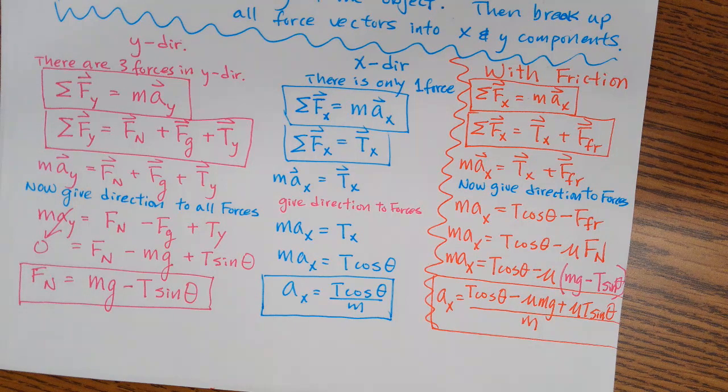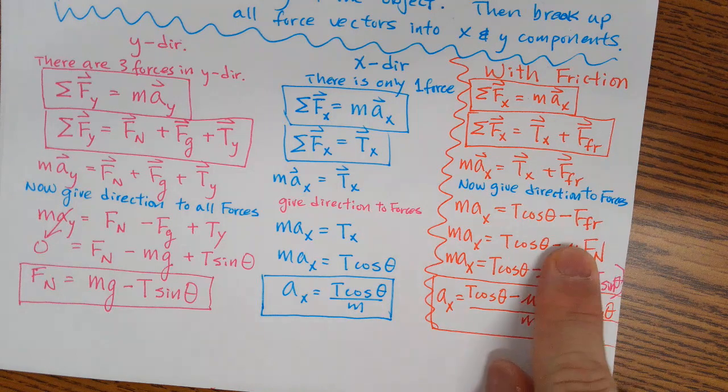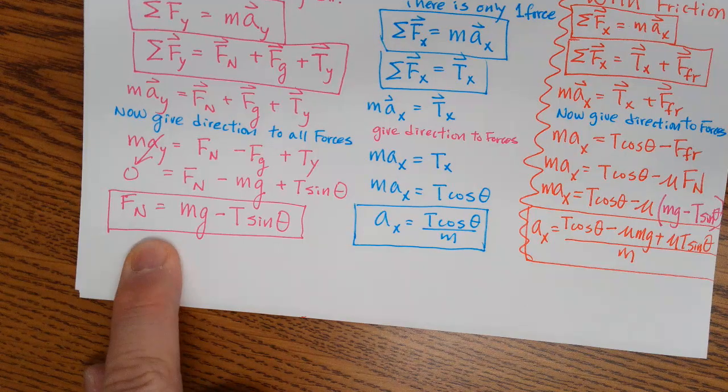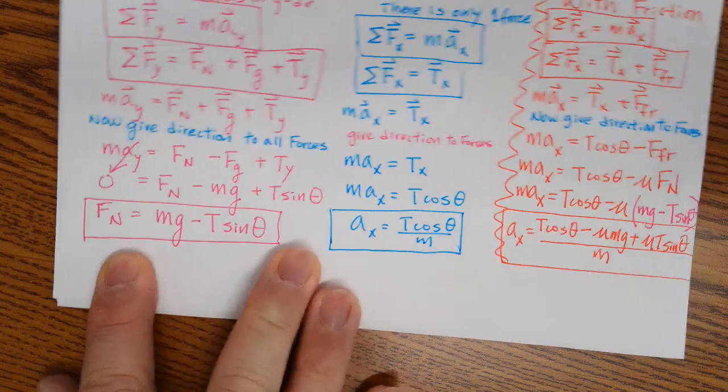Okay? Well, friction by definition is mu times F normal. Because we already calculated the F normal on this side from the y direction. Does that make sense?